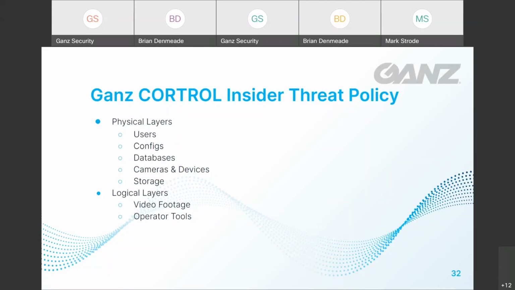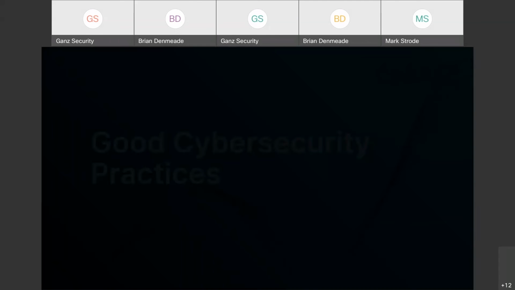The logical layer is the video footage, the tools that allow you to access the video footage, or even the application that allows you to log in can be considered part of that logical layer, because an application is allowing you or not allowing you to log in depending on whether you have the right credentials. So your insider basically is you or me, who has access to data that potentially can be utilized by a cybersecurity criminal on the outside to gain what they're looking for.